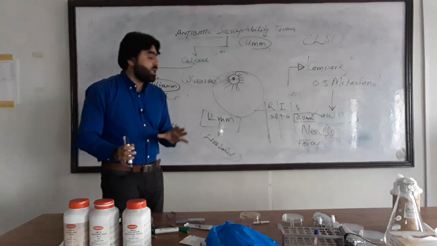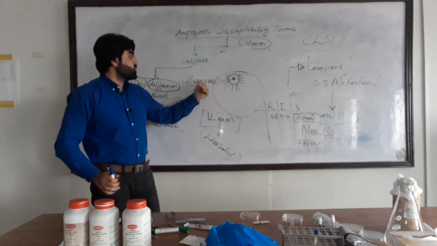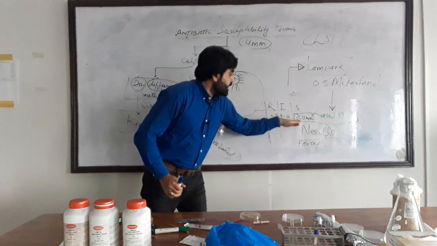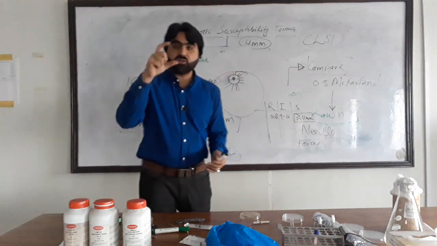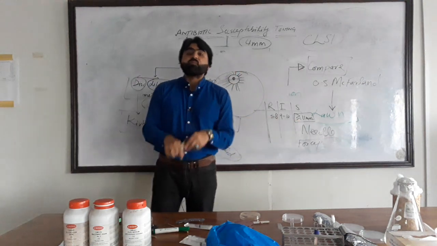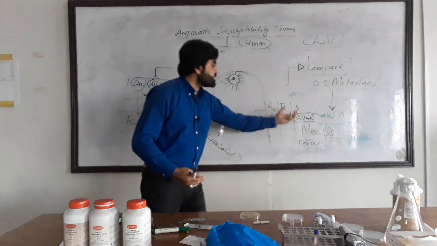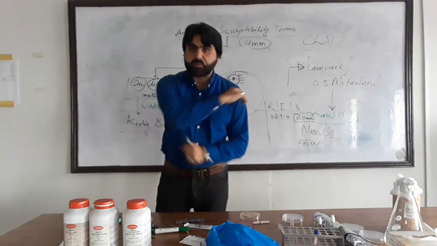So CLSI provides the breakpoint for each antibiotic used against a particular pathogen. And you can see that the CLSI breakpoints are like this. I will do a short video on the CLSI guideline. Then you will report that Staphylococcus aureus is sensitive, intermediate sensitive, or resistant to that antibiotic.